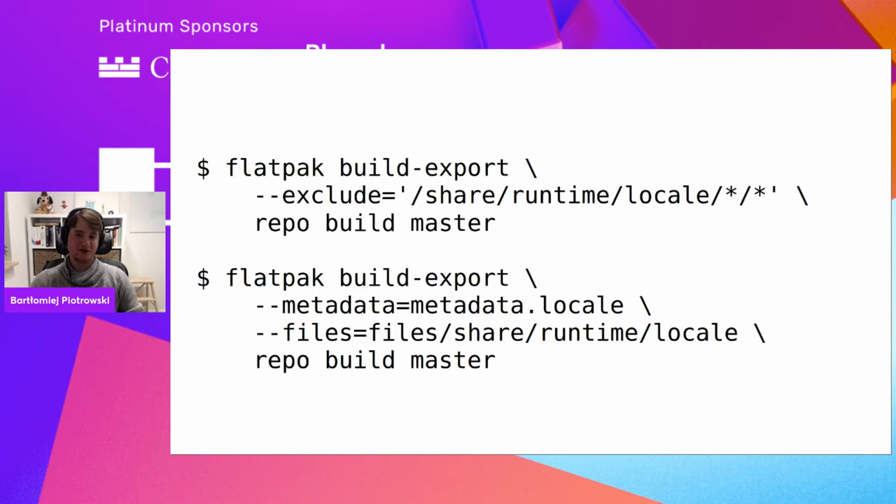Finally, we can consider the build directory ready for further processing. The build-export command will create OSTree commits and references in the repo directory based on the metadata files.